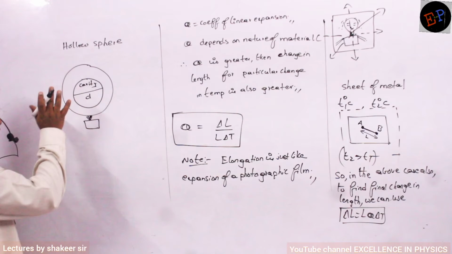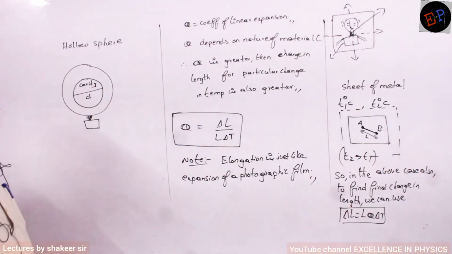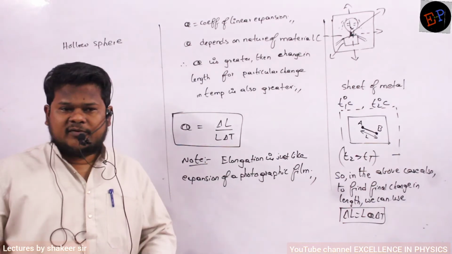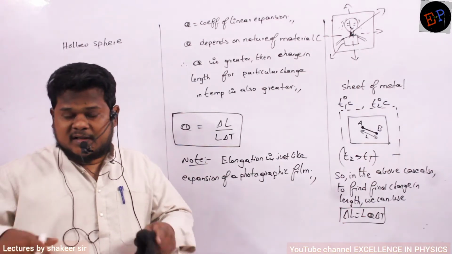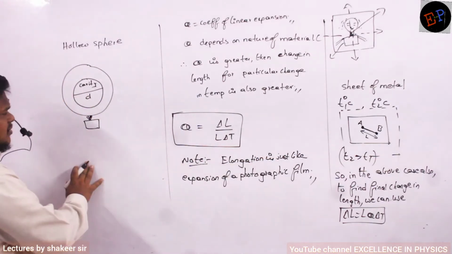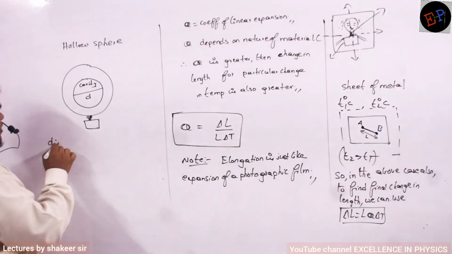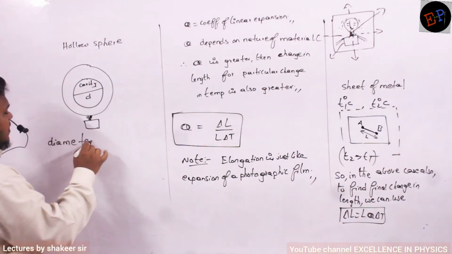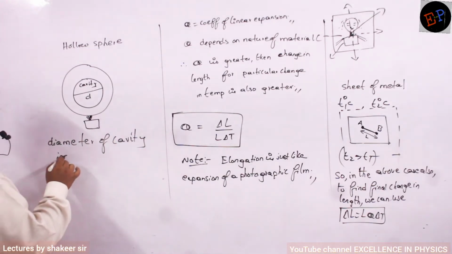Its length also increases, because already we said that expansion is like expansion of a photographic film, no? And a photographic film always expands outwards. It doesn't expand inside. Expansion is always in the outwards direction. So definitely the diameter of this cavity also increases. So we write, diameter of cavity increases. Understood?